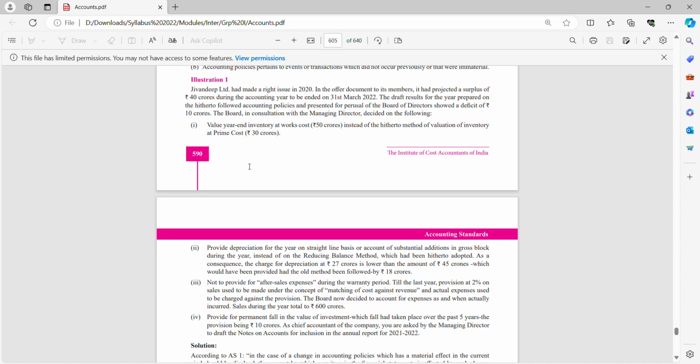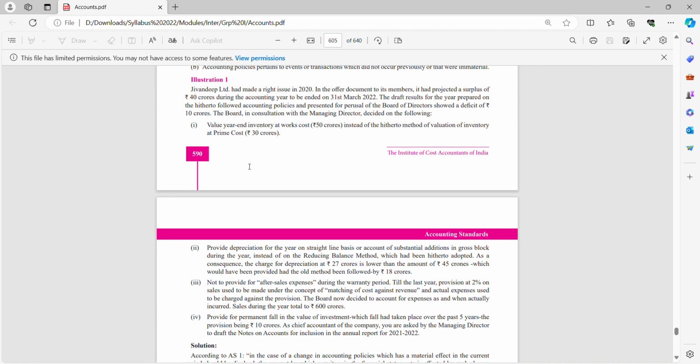Then we'll go for sums. Jeevandip Limited had made a rights issue in 2020. In the offer document to its members, it had projected a surplus of Rs 40 crore during the accounting year ended on 31st March 2022. The draft results for the year, prepared on the hitherto followed accounting policies and presented for perusal of the board of directors, showed a deficit of Rs 10 crore. The board, in consultation with the managing director, decided on the following: value year-end inventory at works cost instead of the hitherto followed valuation of inventory at prime cost.